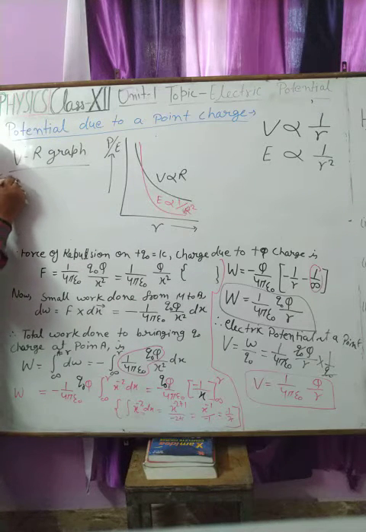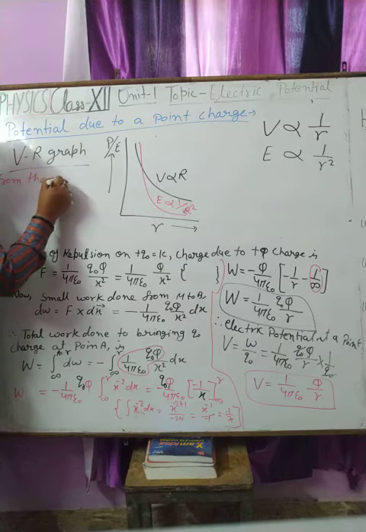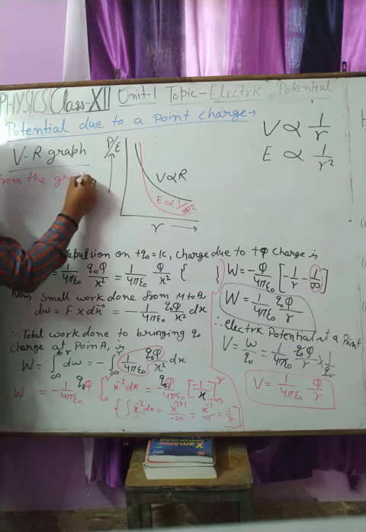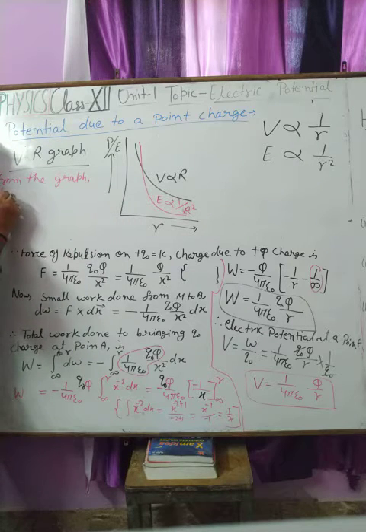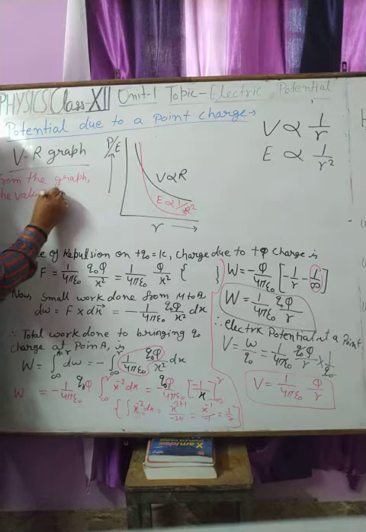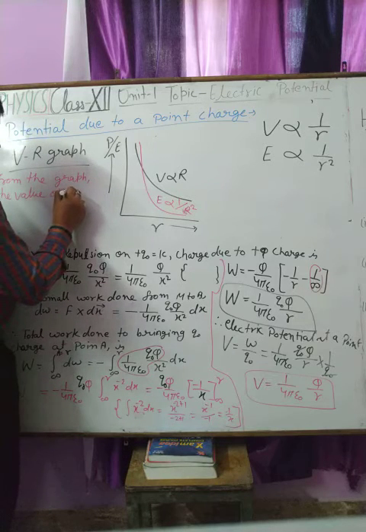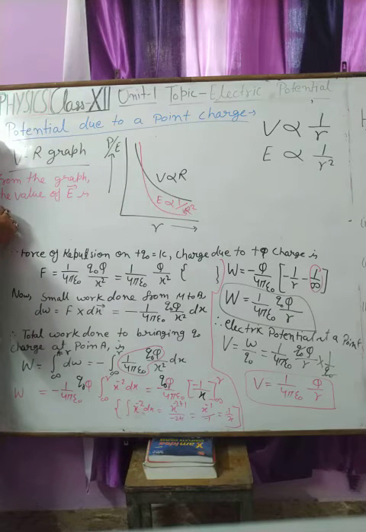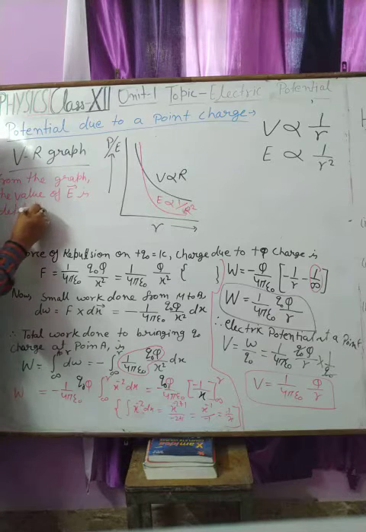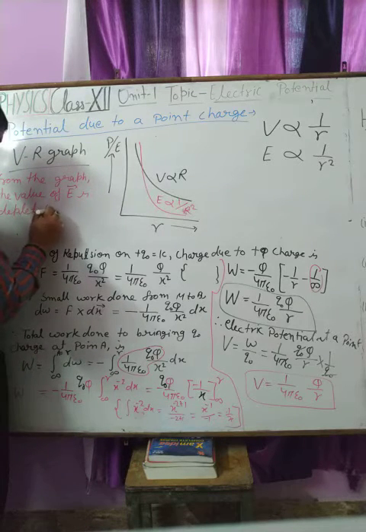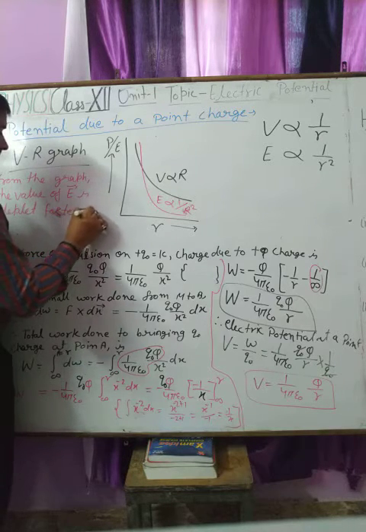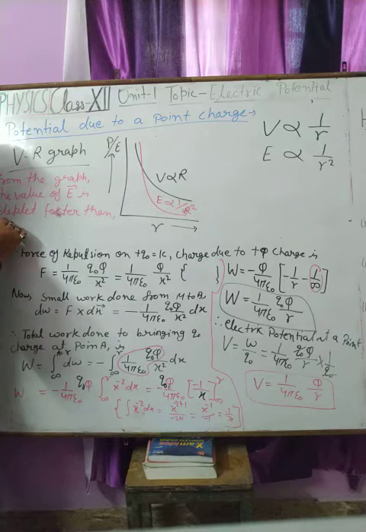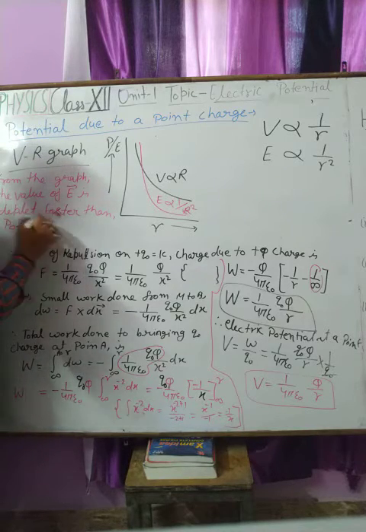From the graph, the value of electric field is depleted faster than potential. Okay.